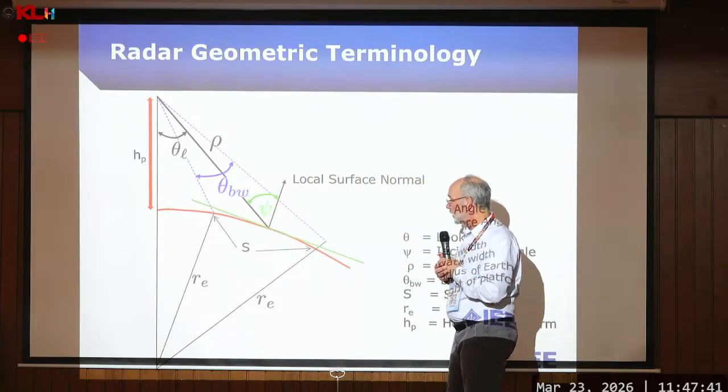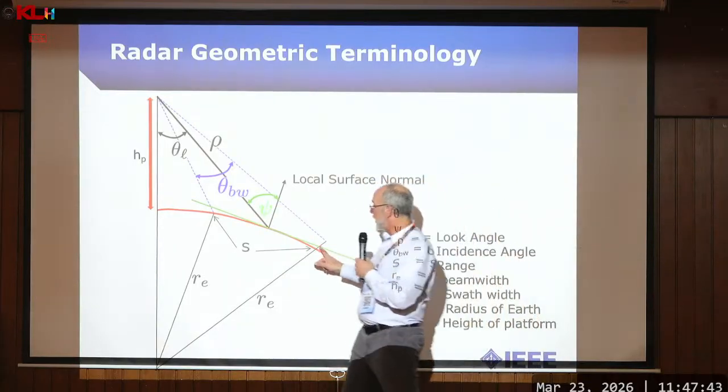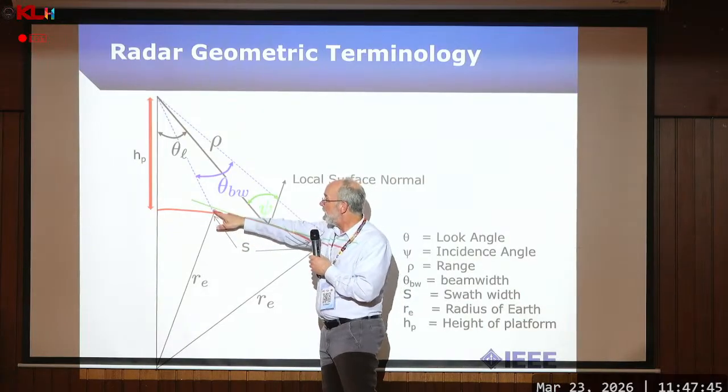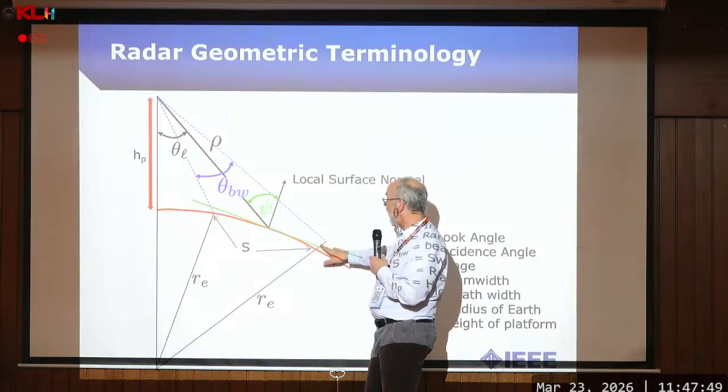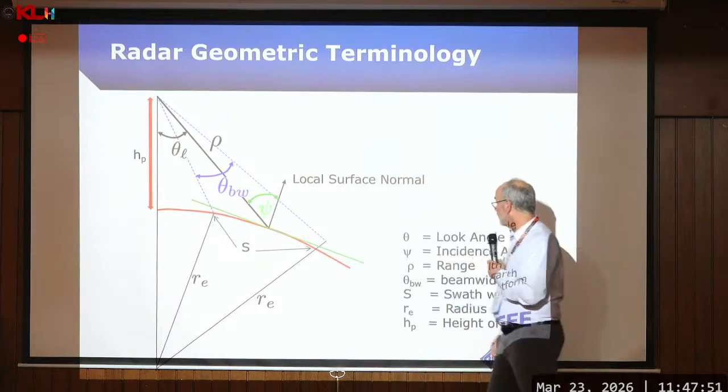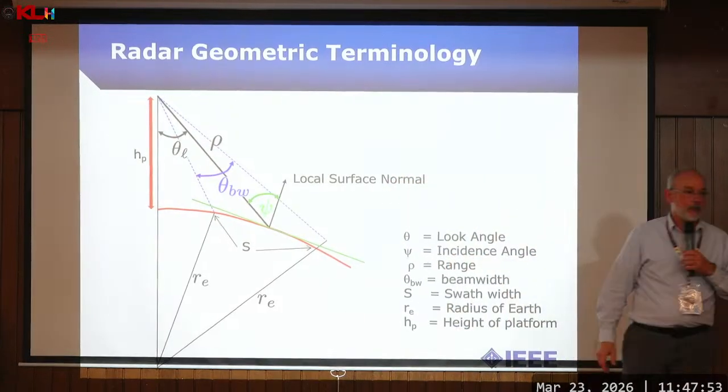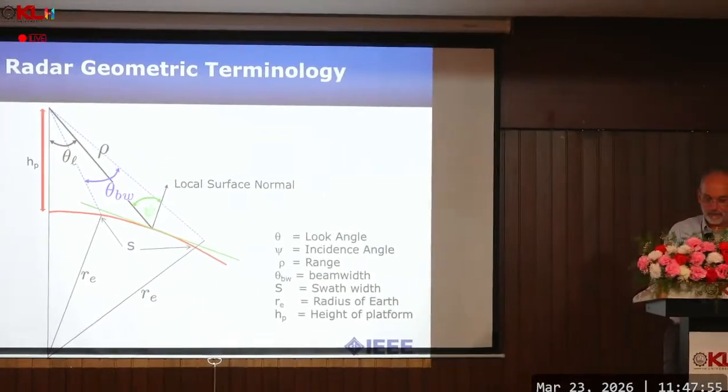depending on where you are on the surface. The swath is defined as the distance from where the beam footprint illuminates the ground from near range to far range. So those are those terms that we'll be referring to as we go along.